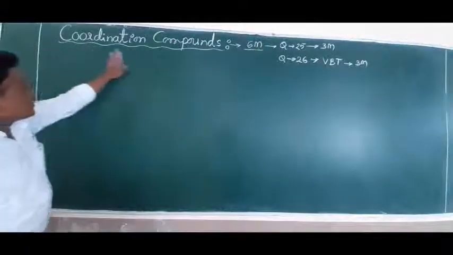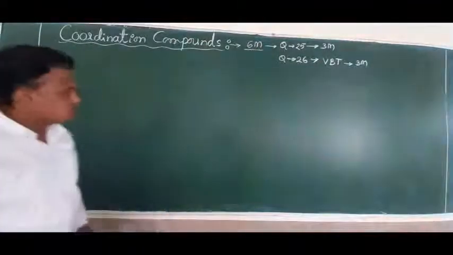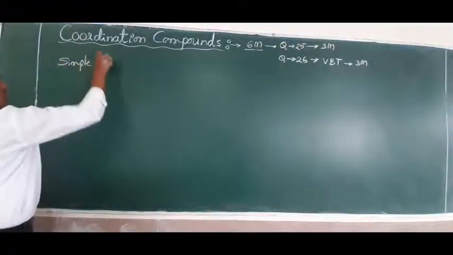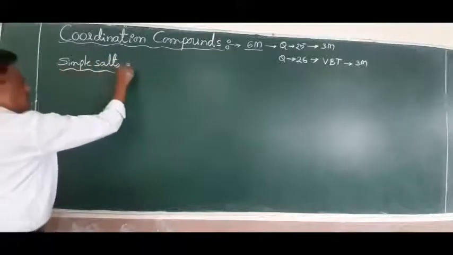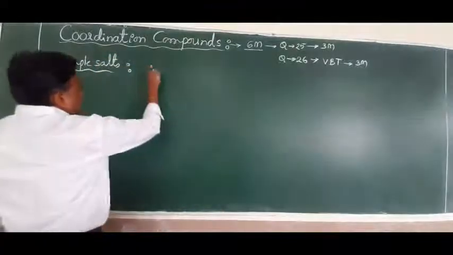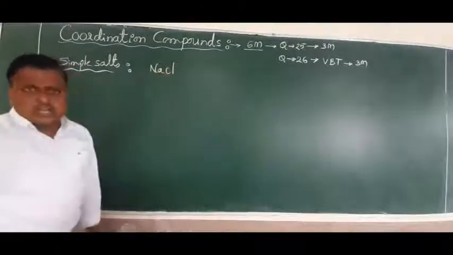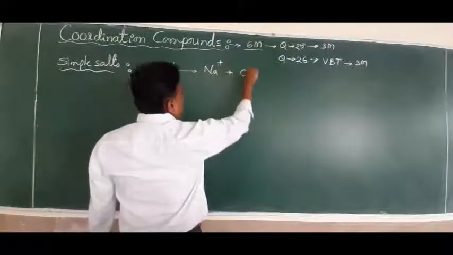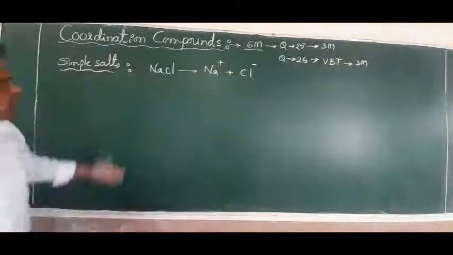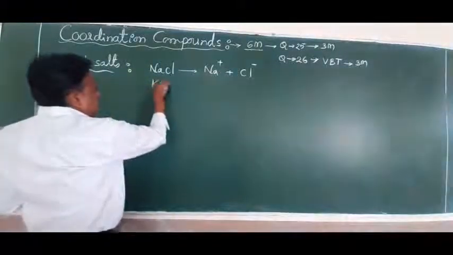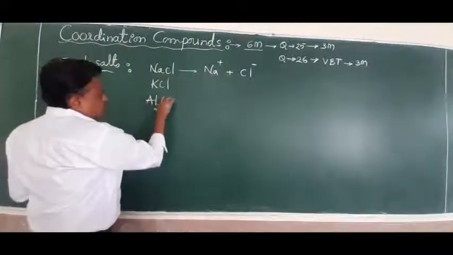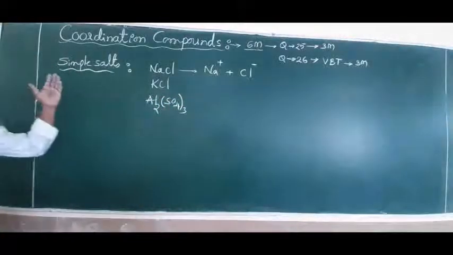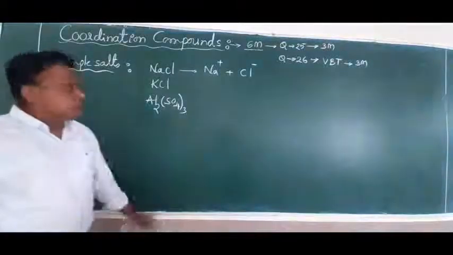Before we start coordination complexes or coordination compounds, let us start with simple chemistry: simple salts. I think all of you know what simple salts are. These are salts which contain one cation and one anion. Examples are sodium chloride, potassium chloride, aluminium sulfate, Al2(SO4)3. There are so many examples we know from our PUC first year laboratory.